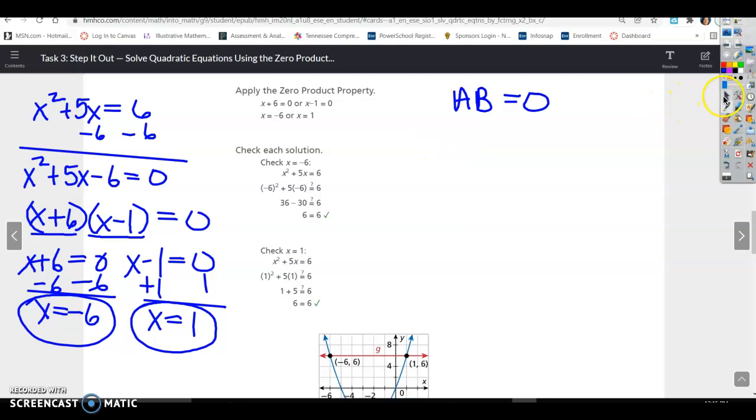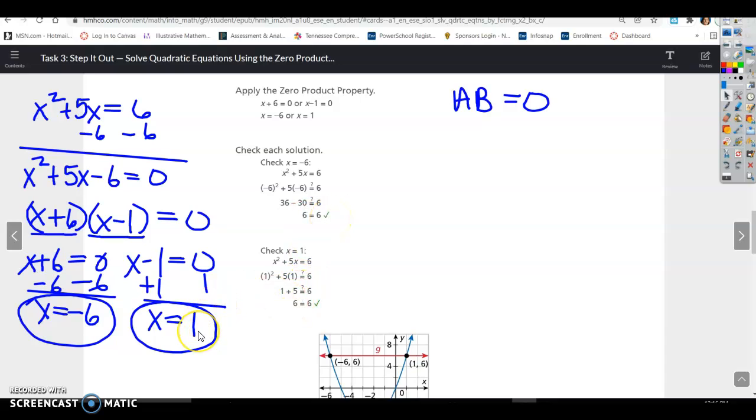All right, so they went through the same process here. They set each factor equal to 0 and solved and got negative 6 and 1. And then they plugged it back in to check to make sure it worked. So if you plug it into your original equation, and I'm going to save time because it's already been worked out here, but take negative 6, plug it in, square it, plus 5 times negative 6, and does that equal 6? Since it's an equation, they should be equal. If they do, that's a solution.